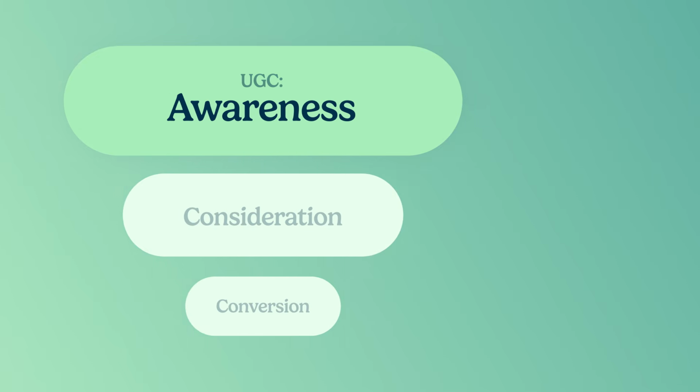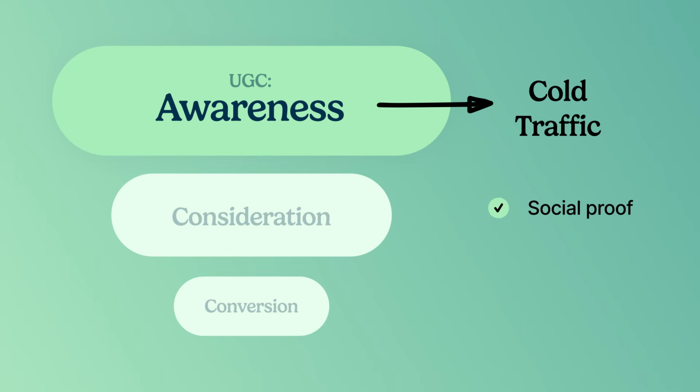On platforms like Instagram, people scroll past anything that feels too polished or too salesy. UGC blends into the feed because it feels natural, relatable, and authentic. Instead of feeling sold to, the viewer feels like they're watching a real recommendation. UGC is especially powerful for cold audiences who don't know your brand yet because it builds trust quickly.